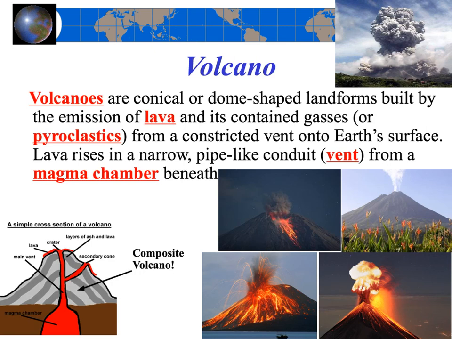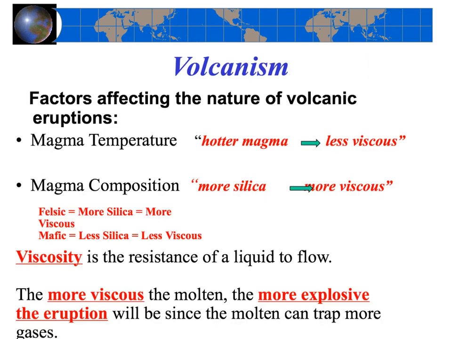It's connected to the crater at the top of the volcano through a conduit. Factors that affect the nature of a volcanic eruption would be magma temperature, also followed by magma composition. So the hotter the molten, the less viscous it is, which means more runny. And also the less silica, the more runny it would be. And so the opposite would be more silica, which would be more viscous or thicker.